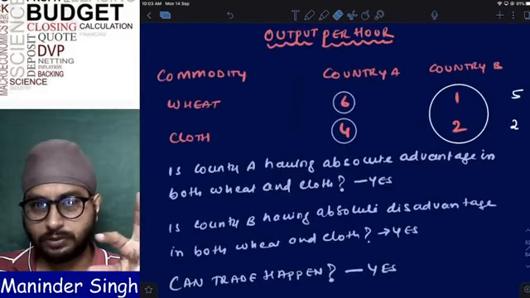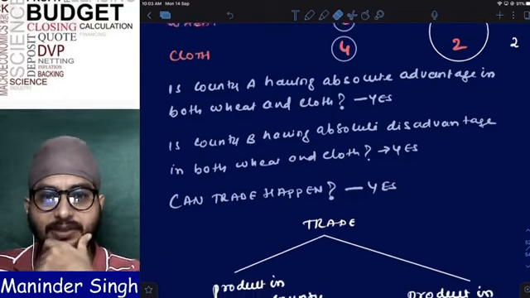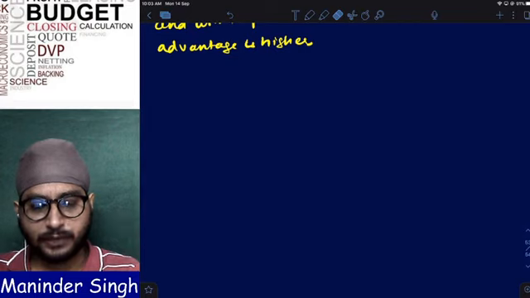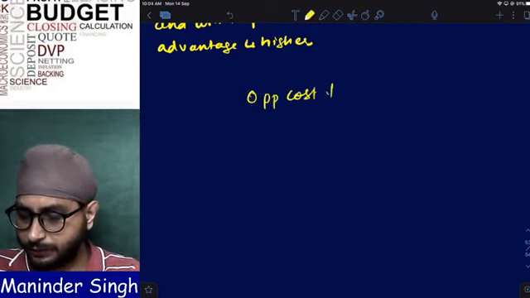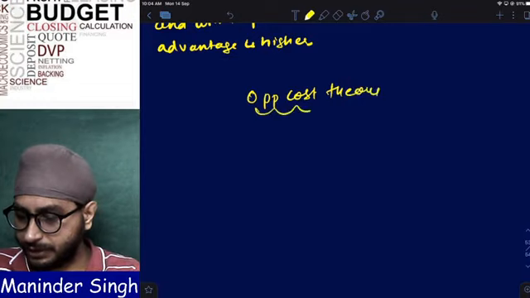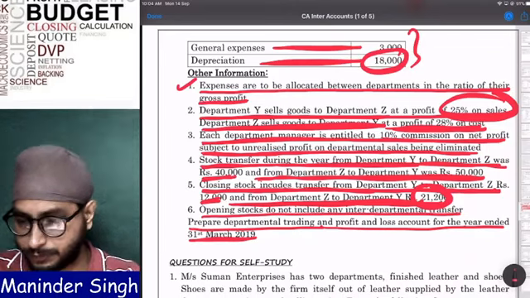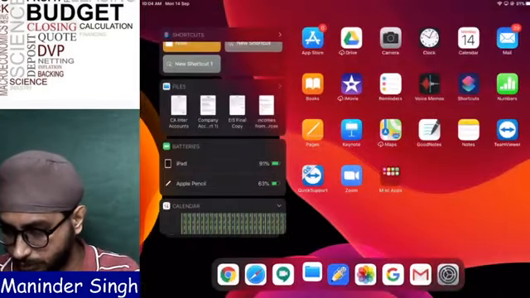Remember, I told you WTO will not allow you to exploit the other country. And there was one more theory called the opportunity cost theory, which I have given in my material. I think it's there in my book, and that theory has been deleted from our syllabus. From which attempt? From November attempt. Let me just download once.